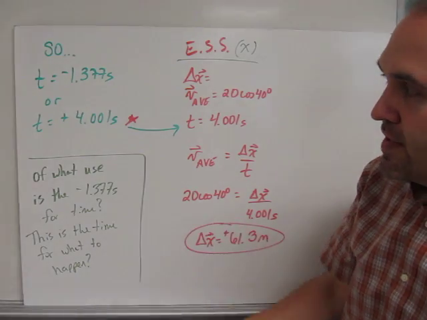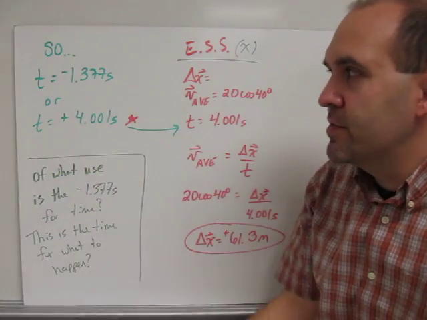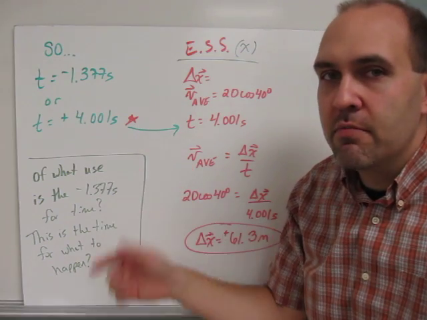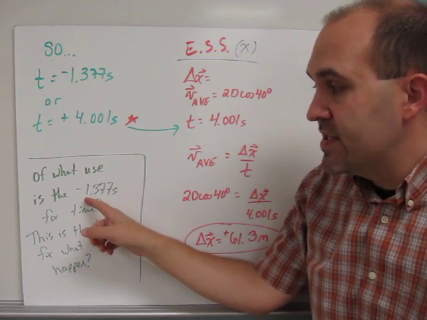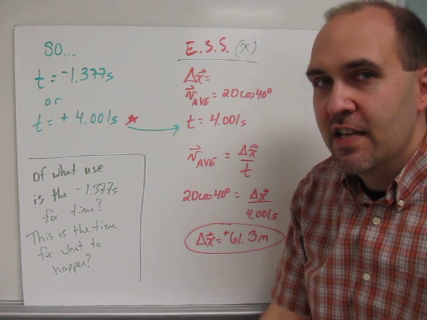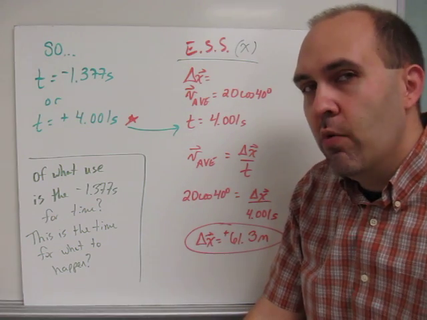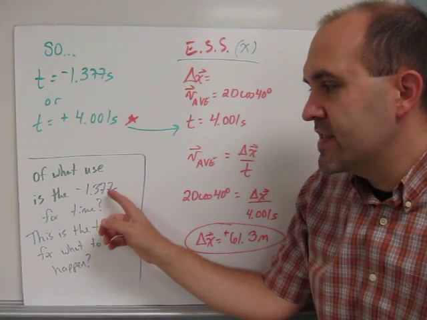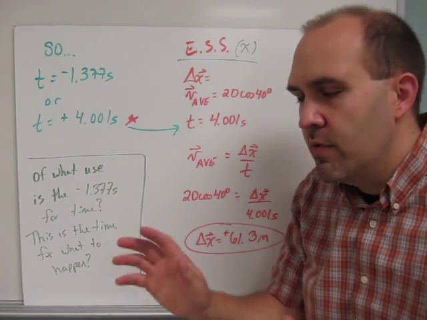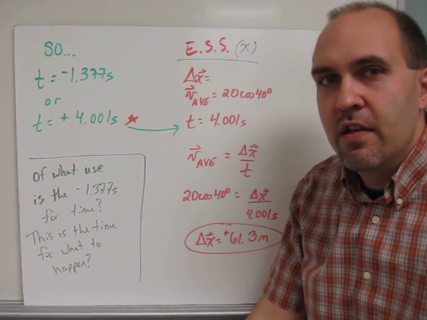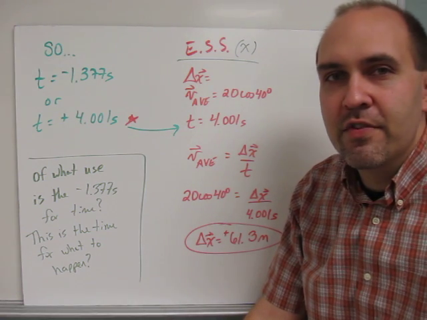The other bit I want to say is that sometimes in math class, we just throw away the other answer, or we have to write both of them. But in this case, this negative 1.377 seconds is the time for something to happen. And I would challenge you to figure out what that is. What's 1.377 seconds the time for? Something to do with that problem involves that time. See if you can figure that out. And let me know if you have a good idea.